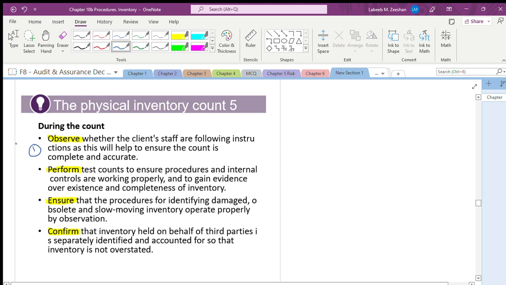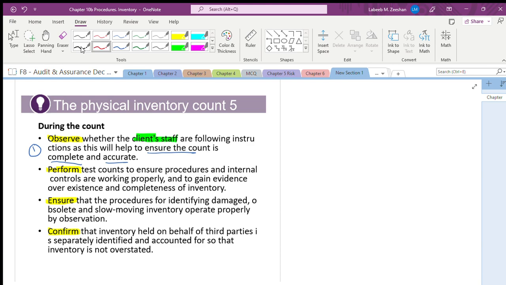The first thing: observe that the client staff are following the instructions. This will ensure that the count is complete and accurate. First, we have to make sure that the client staff are following the instructions. That is the reason we will take instructions from the client also. Auditors will take them, external auditors.